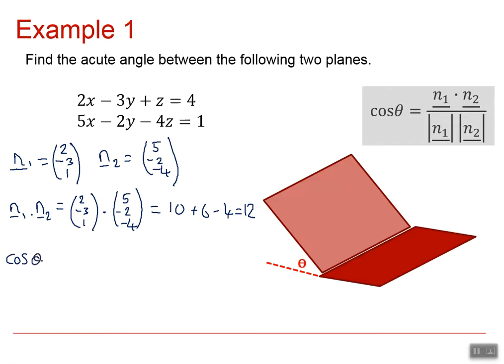So using the equation, we've got cos theta equals 12 over the magnitude of this, which is root 14, 2 squared plus 3 squared plus 1 squared, square rooted, multiplied by the magnitude of this, which is root 45. And if you calculate that on your calculator, you get 61.4 degrees.